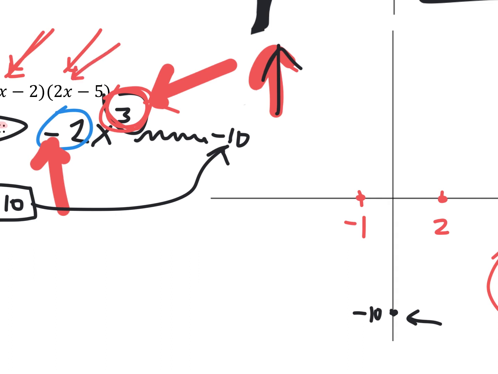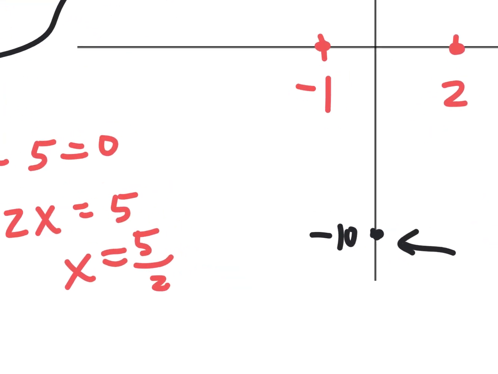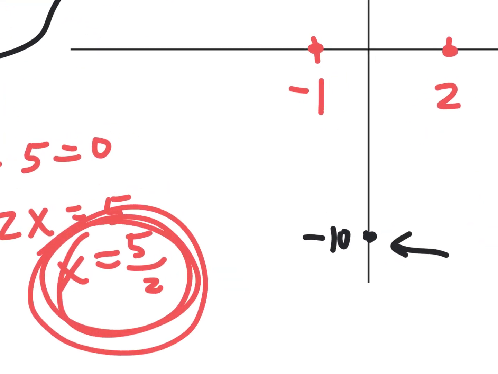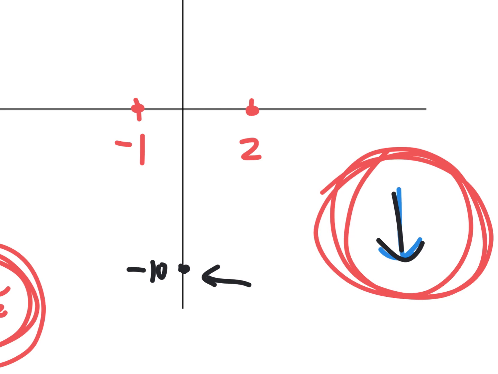Because if you put a 5 there, it'll be 2 times 5 is 10, and 10 minus 5, that's not 0. So I'd write this out. I'm just bringing it down. 2x minus 5 needs to equal 0. Add 5 to both sides. 2x equals 5. x equals 5 halves. All right. So 5 halves is the same as 2.5. So the third dot is just really close to the 2 here. 2.5.